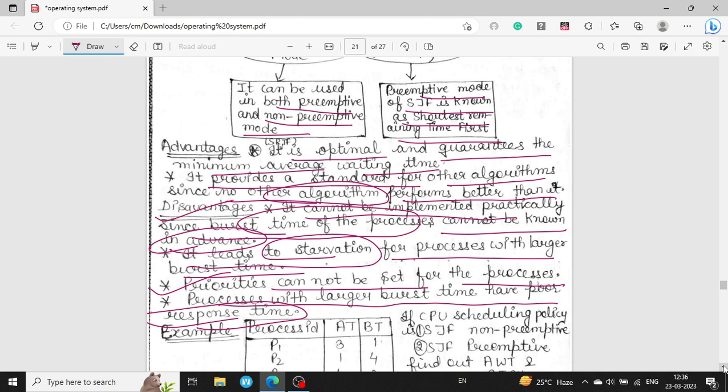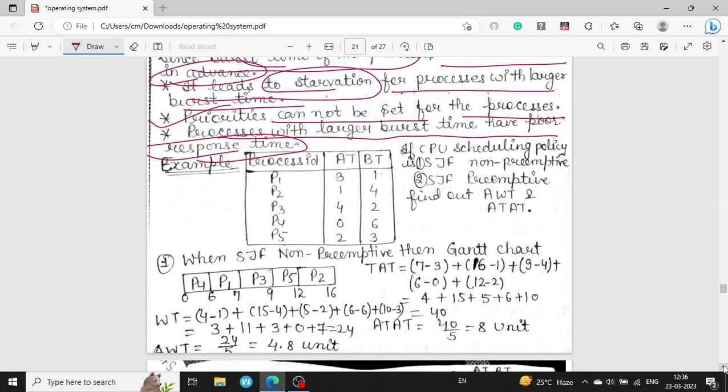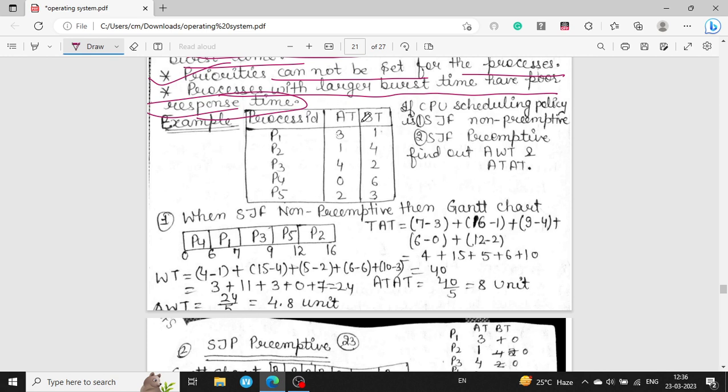Now I am going to take an example for solving using this algorithm. Here we are given 5 processes with their arrival times and CPU burst times. If the CPU scheduling policy is shortest job non-preemptive, and second, shortest job preemptive, find the average waiting time and average turnaround time. First of all, I will solve shortest job non-preemptive.